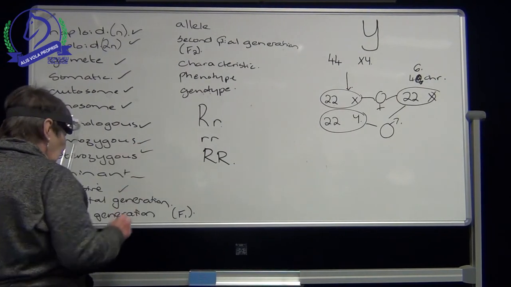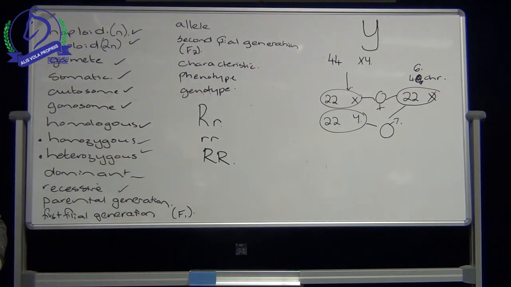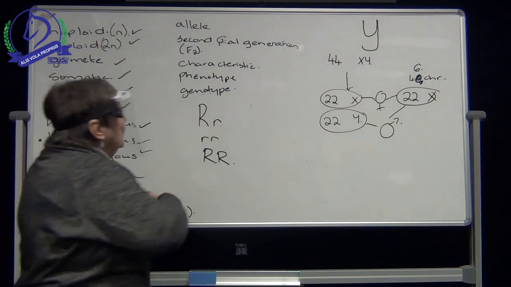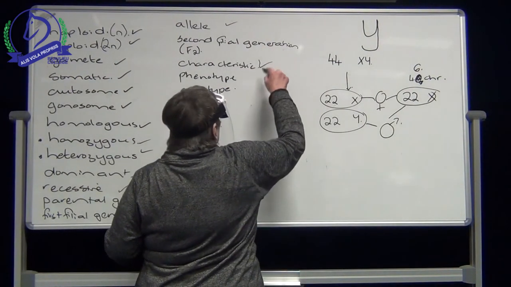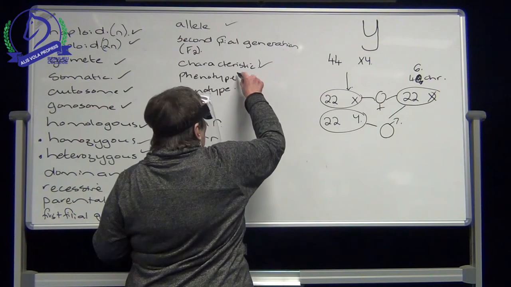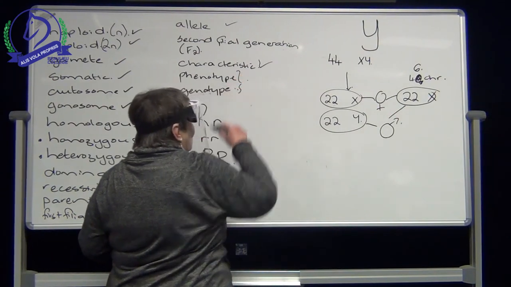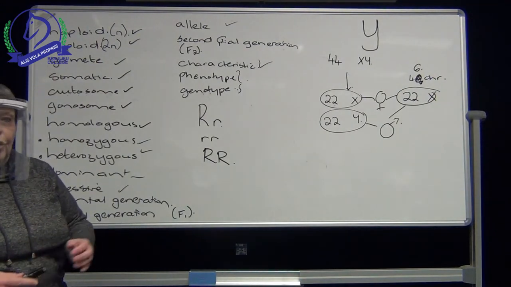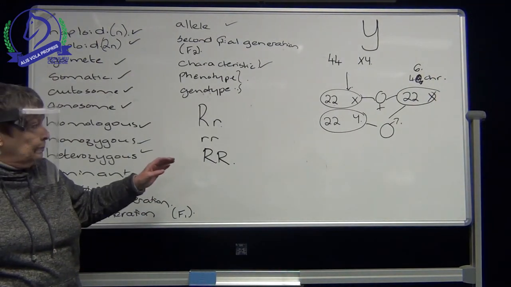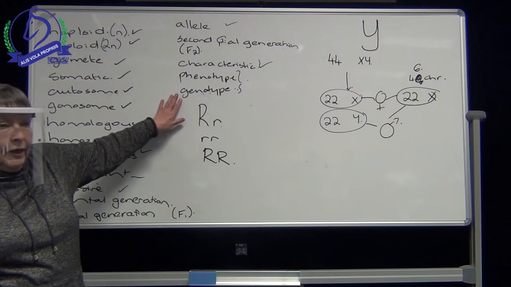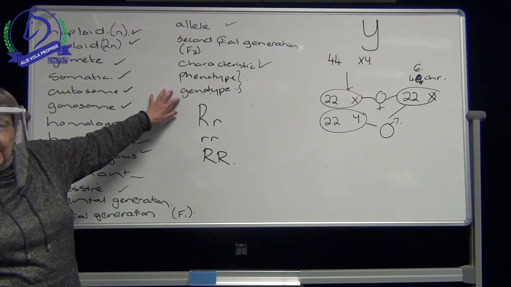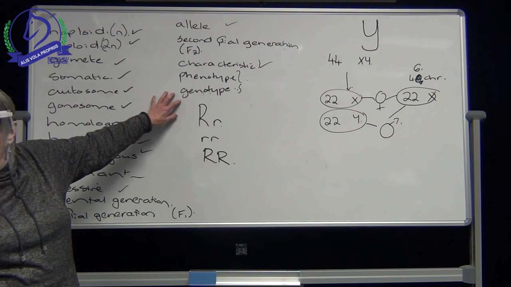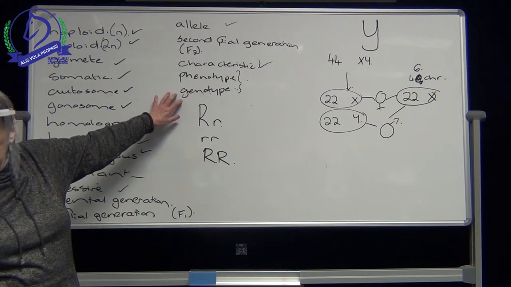Are we happy with dominant and recessive? Are we happy with allele? Are we happy with characteristic? Okay. Quickly revise these two words, phenotype and genotype. Let's do genotype first. Genotype is the genetic composition of an organism for the characteristic in which you're interested.